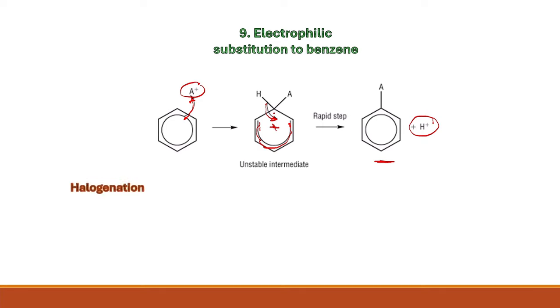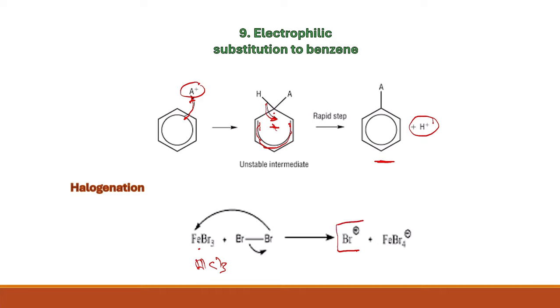So the first one for the electrophilic substitution is the halogenation. For halogenation, you would need a catalyst. So you can use bromine, and then you can use a halogen carrier like iron bromide or ferric bromide, or you could also use aluminum chloride, so that the reaction between iron bromide and bromine will generate the Br+, the electrophile that's going to be attacking the benzene ring.